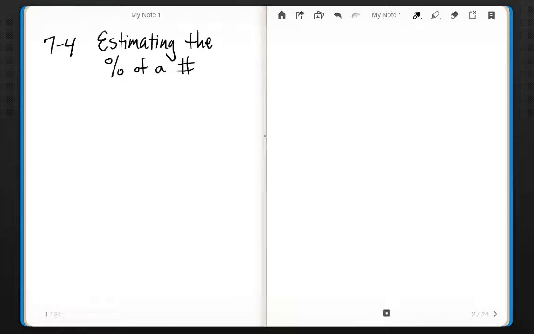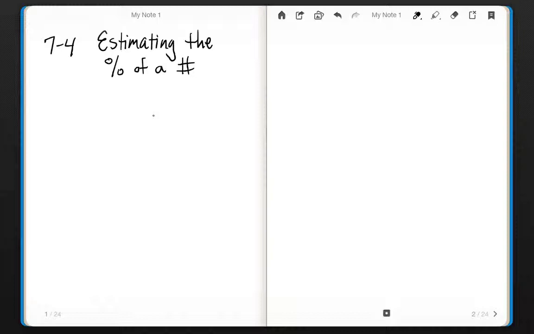All right, we need to go ahead and get started. So I actually cut out a little bit of this lesson. I decided I wanted to just focus on the estimating because there's another piece of it that we're not going to do, and that's finding a percent mentally. That has to do with estimating, but let's just get to the basics and estimate percents of a number. So it'll be a fairly short lesson. We'll do this, and then I'm going to let you work on homework. Okay? So, estimating the percent of a number.